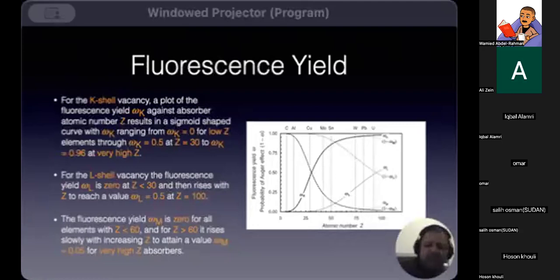Okay, so these are the general trends. As Z increases, in general, the fluorescence yield will increase. And as the vacancy happens at higher shells, the fluorescence yield decreases. So for the L shell, the fluorescence yield is less than for the K shell and is higher than for the M shell. Okay, clear?